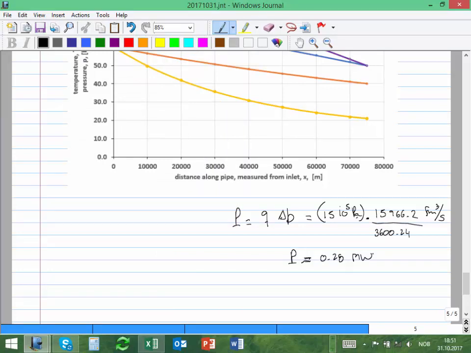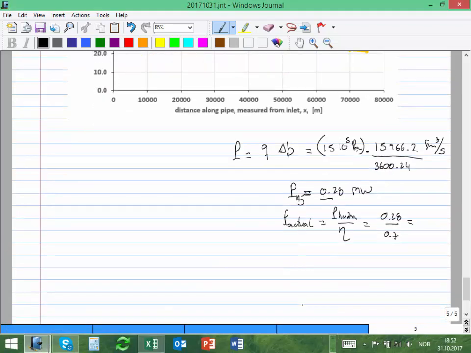Okay, but remember, usually a pump is not actually 100% effective, but has an efficiency. And that efficiency is somewhere around 0.7. So the actual power is the hydraulic power divided by the efficiency of the pump. So how much is 0.28 divided by 0.7, for example? That gives you 0.4. Okay? So half a megawatt pump, you're saving.